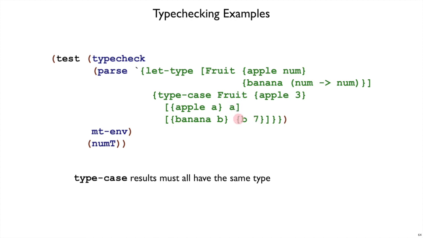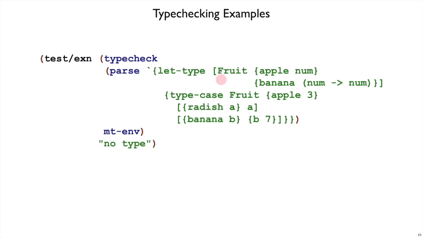For type checking type case, we'll need to make sure that all of the possible results here have the same type. Now, how was it that we figured out that A was of type number? It's because there's a reference to A of the field, apple. Apple is a variant of the fruit, and that first variant of fruit is declared to have a field num.